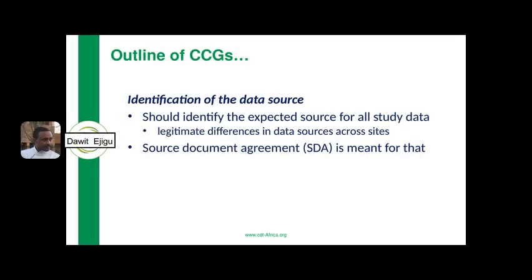The first one in the outline is identification of the data source. The guideline should identify the expected source for all study data, and there may be legitimate differences across sites, particularly in multi-site studies. And source document agreement or SDA is a document which is meant for indicating the source data for all the data to be collected in CRF, and probably you can go back to your studies and check if you have got such a document for your trials.